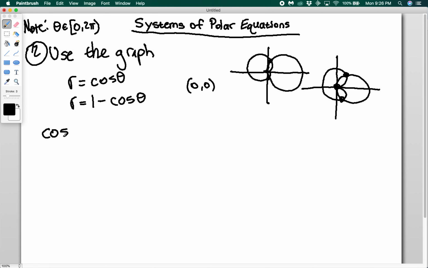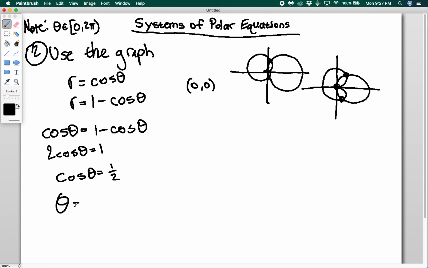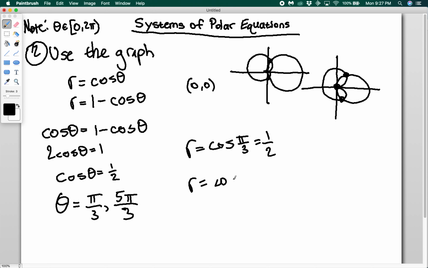So we say cos theta is equal to 1 minus cos theta. And then we add cos theta to both sides. I get 2 cos theta equals 1. So then cos theta equals 1/2. And we end up with the same solution as last time, where theta is going to be equal to pi over 3 or 5 pi over 3. But this time we're going to take this and plug it back in. So we're going to say r equals cos pi over 3 to get our first value of r. That's going to be equal to 1/2. We do the same thing for 5 pi over 3. And we get 1/2 as well.